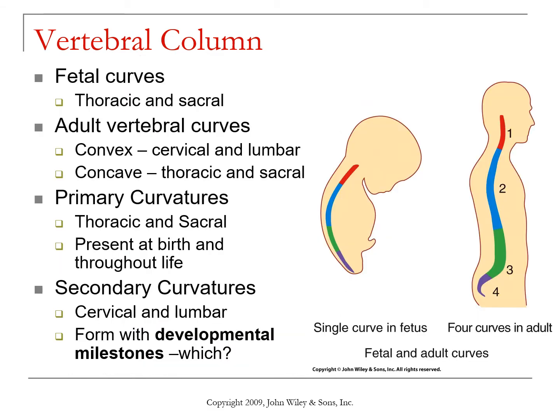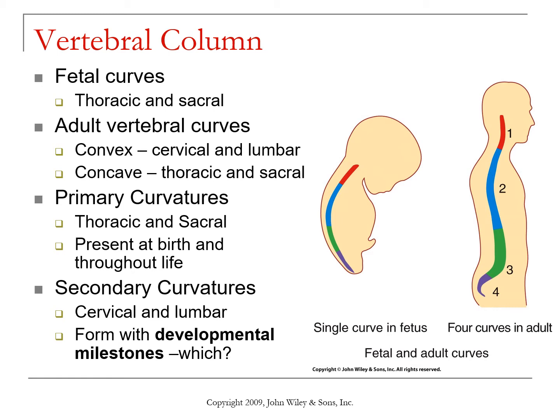Further discussion here on the curvatures of the vertebral column. When an infant is born, they come out with 2 curvatures. These are the fetal curvatures. These are also called the primary curvatures. They are in the thoracic region and the sacral region. And these are both in the same direction, as you can see. So that creates a single curve in the fetus. The thoracic and sacral curvatures are present at birth and persist throughout life. And if you look, that's how a baby kind of looks when they come out, right? We call this the fetal position.